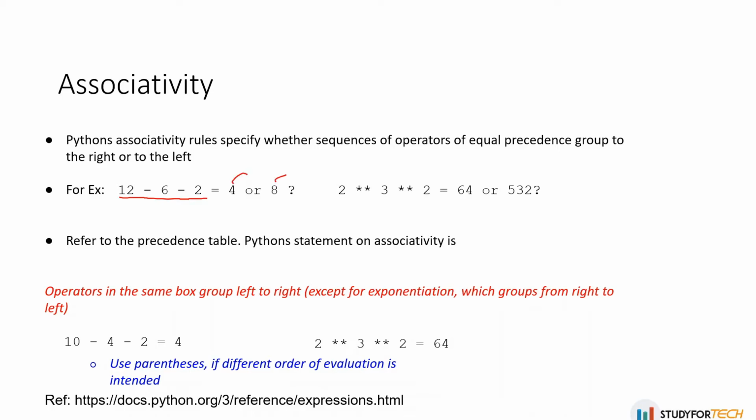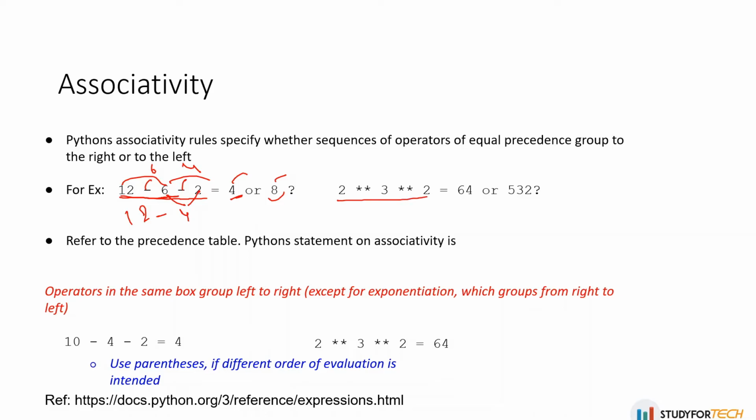So 4 is, if you perform this one, 12 minus 6 is 6, and then 6 minus 2 is 4, so this is 4. If you perform this first, then this is 4, and then 12 minus 4 is 8. So which one is correct? Because the precedence here is the same, whether it will start from left to right or right to left.